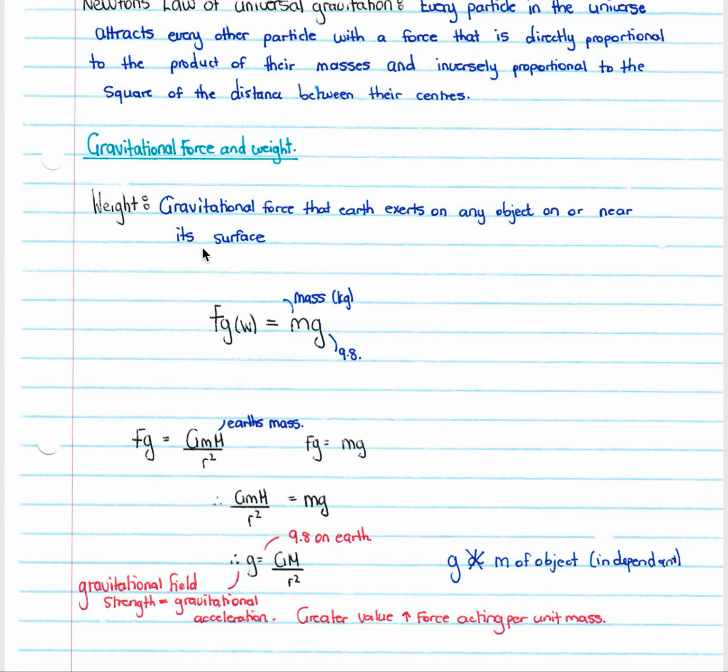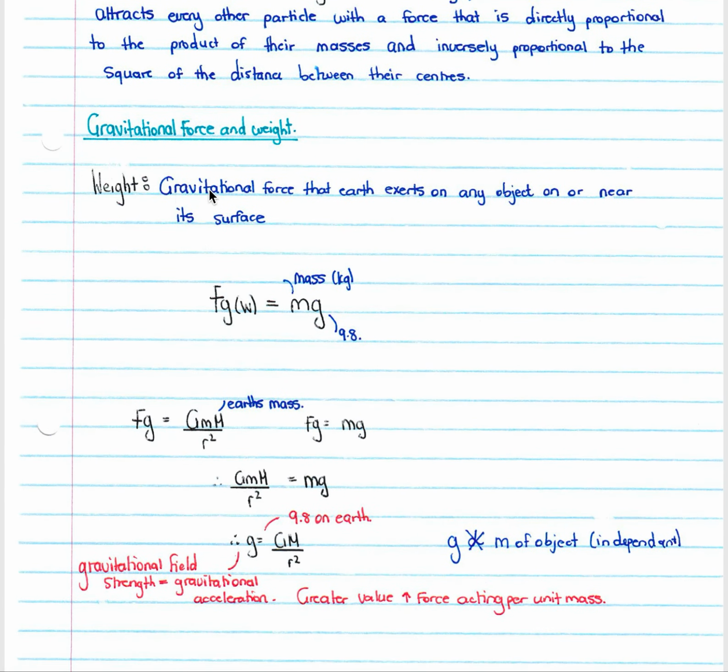When we look at gravitational force and weight, weight is the gravitational force that Earth exerts on an object on or near its surface. We label weight as Fg, and weight is the mass in kilograms of an object times g, which is the acceleration due to gravity, a constant on the formula sheet, and it is 9.8.